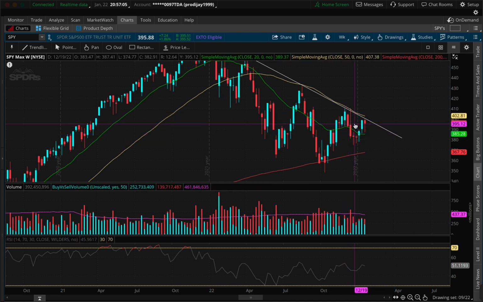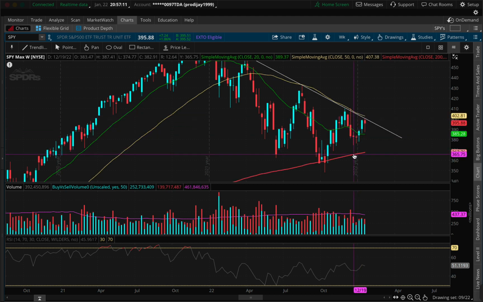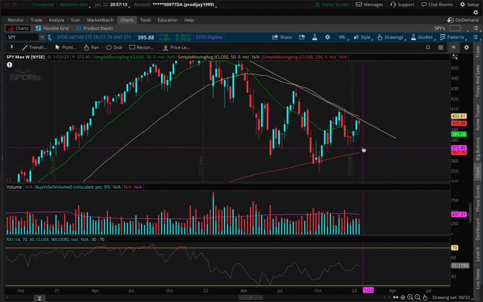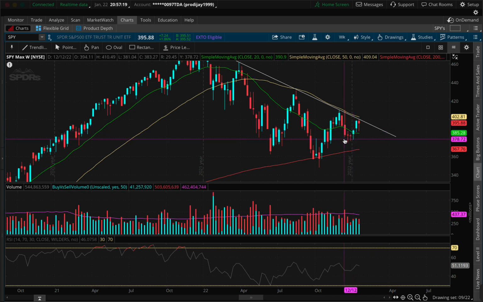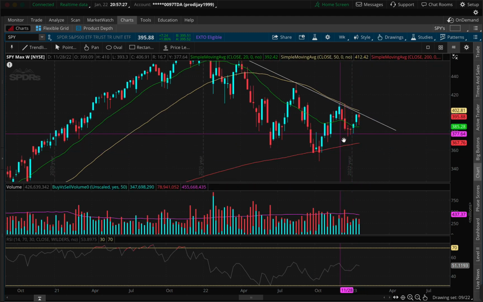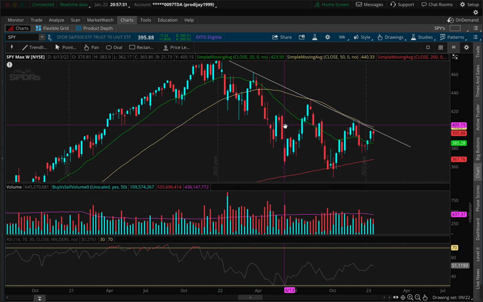With all these SMAs that I have, we are above the 20 SMA, below the 50 SMA, and above the 200. The higher the SMA setting, the stronger it is. The 20 is a weaker one, the 50 is a little bit stronger, and the 200 is the strongest. So that's just giving you a little bit of an idea of where we're at.